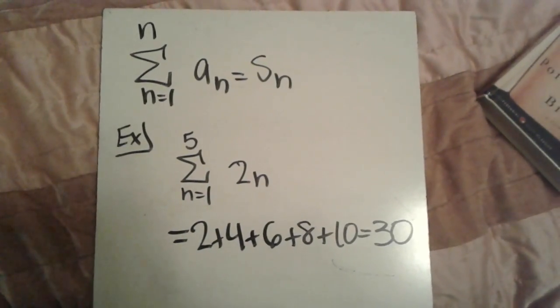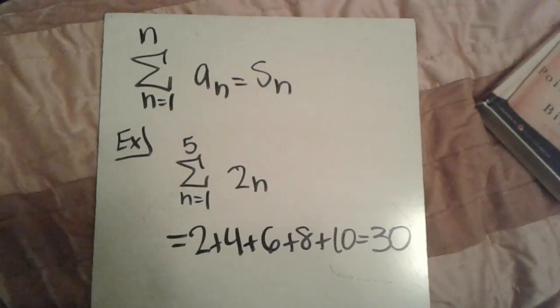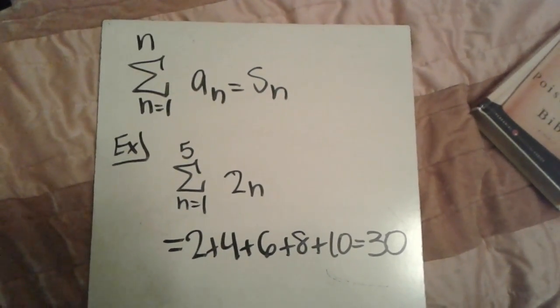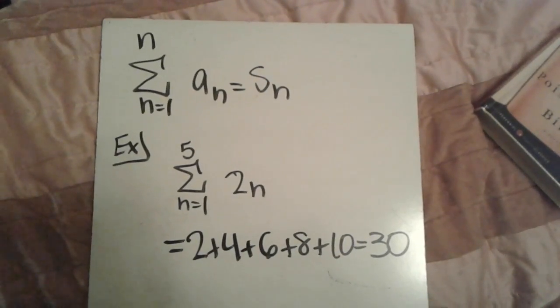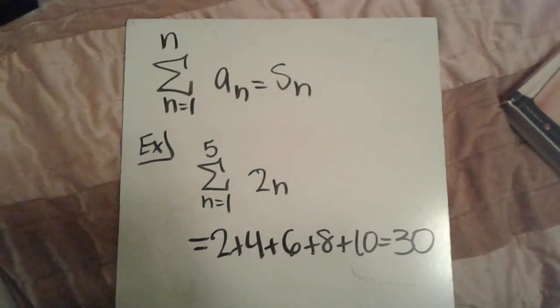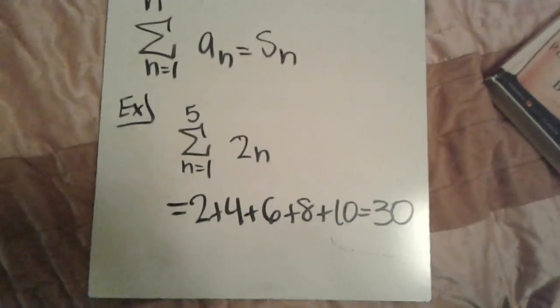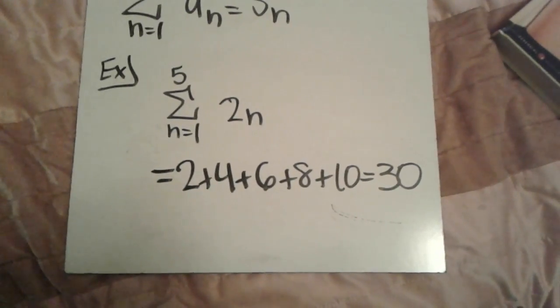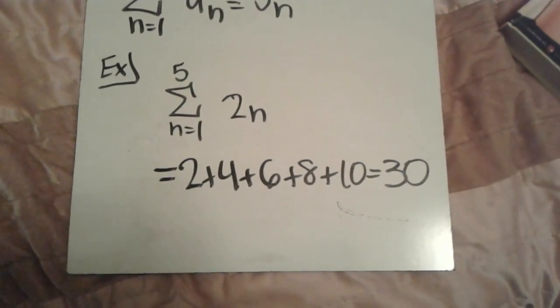This is an equation for the sum. It's the sum as n equals 1, which is the start, going to the n number of terms of a of n, which equals S of n, the sum of the terms to n. An example of this would be the sum as n equals 1 going to 5 terms of 2n.